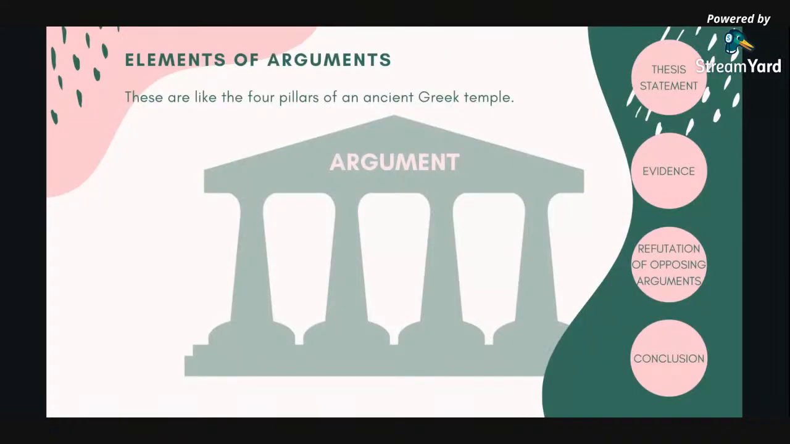So the elements that go into your argument are kind of like the ingredients for the recipe. There are 4 of them. Just think of it like an ancient Greek temple where you've got the 4 pillars. Each of these things on the right, the thesis statement, evidence, refutation of opposing arguments, and conclusion, each go together to support the argument.